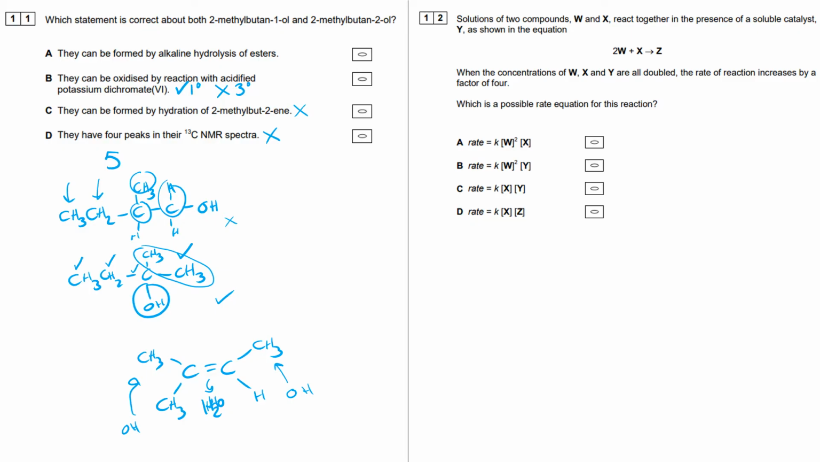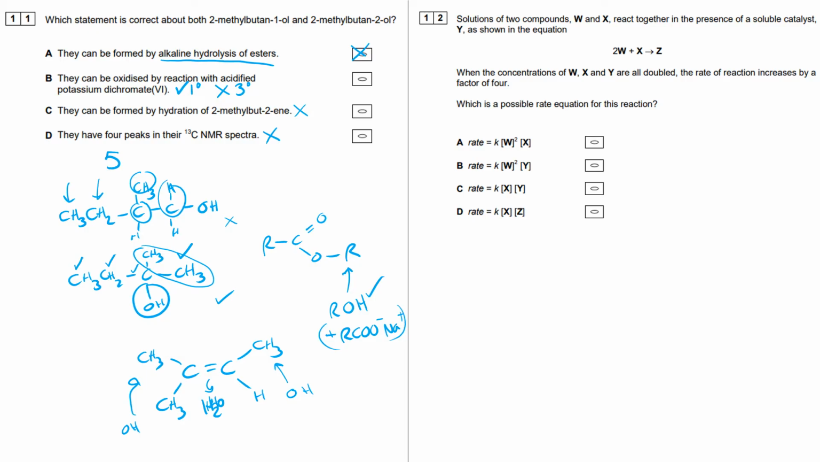Can they be formed by the alkaline hydrolysis of esters? So both of the alcohols, whatever the carboxylic acid is, if you hydrolyze an ester by acid or alkaline hydrolysis, you're going to get an alcohol formed. It can be any alcohol, and if it's alkaline hydrolysis, you're going to get the carboxylic acid salt. But that's irrelevant to the question. Both can be formed by alkaline hydrolysis of esters.